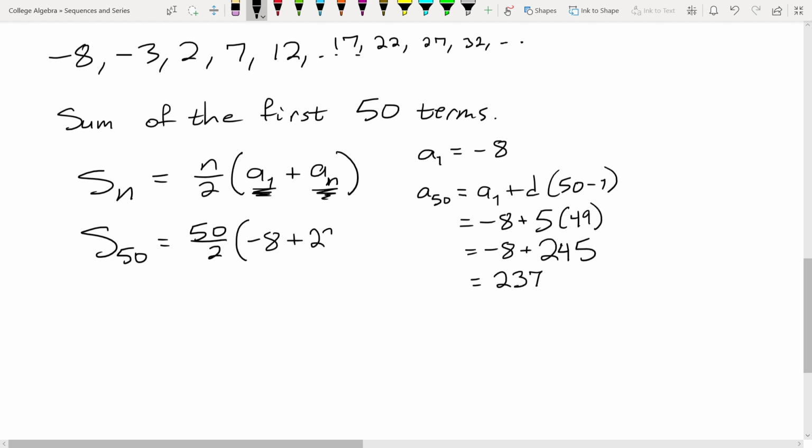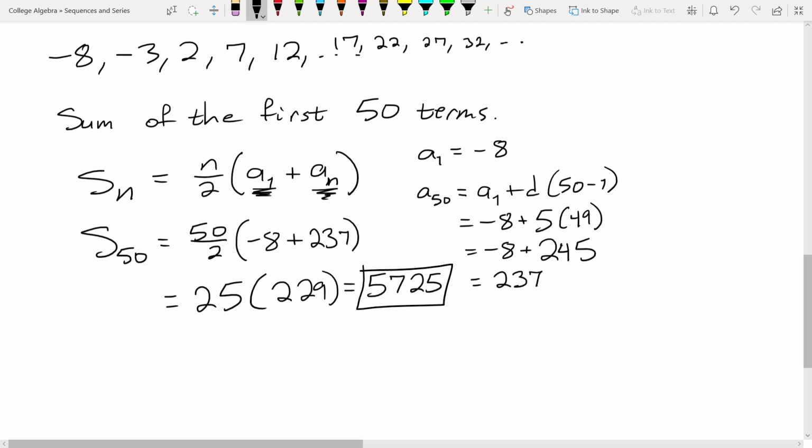So A1 is -8, and AN is 237. And now we just need to solve this arithmetic. -8 plus 237, that's going to be 229. And these two multiplied give us 5725. And so that's the sum of the first 50 terms for this arithmetic sequence.